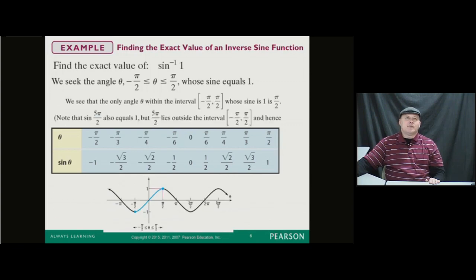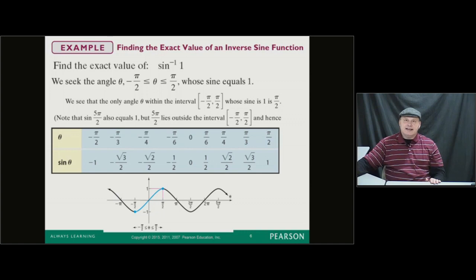So we see that the only angle theta within the inverse interval between negative pi over 2 and pi over 2, whose sine is 1, is pi over 2. Note that the sine of 5 pi over 2 also equals 1, but 5 pi over 2 lies outside that interval. Okay? So that's what that is saying. And so you can have the sine of many angles giving you 1, as we've seen in the past. But when you take the sine inverse, it only can give you an angle between negative pi over 2 and positive pi over 2. And you've got to understand why that's the case.